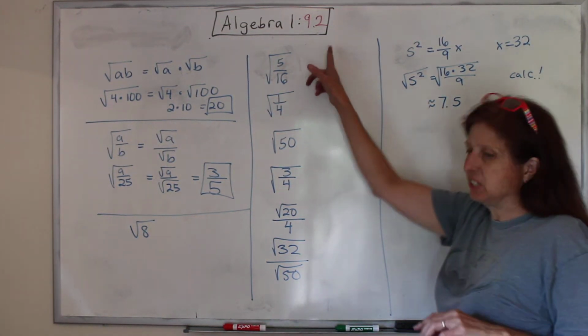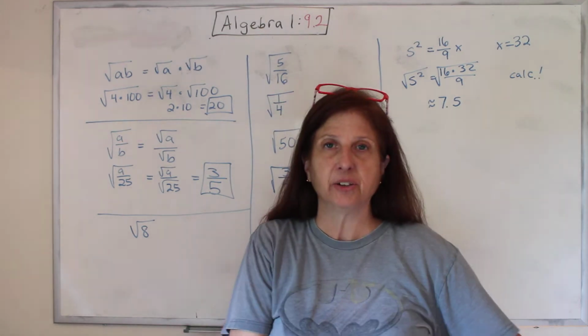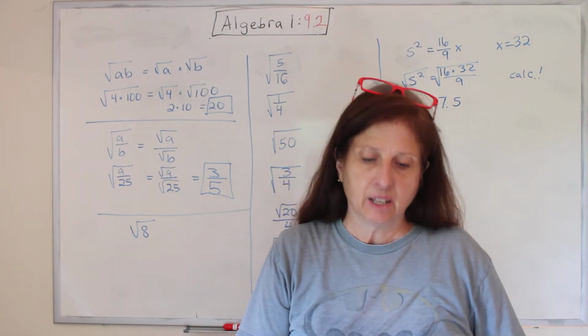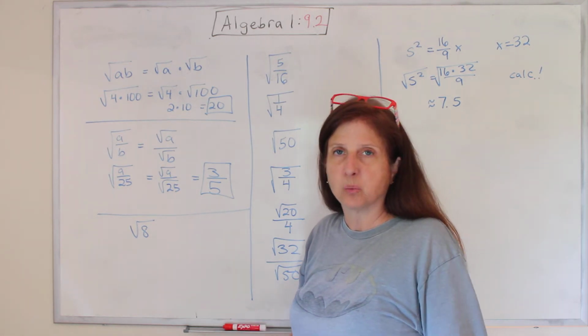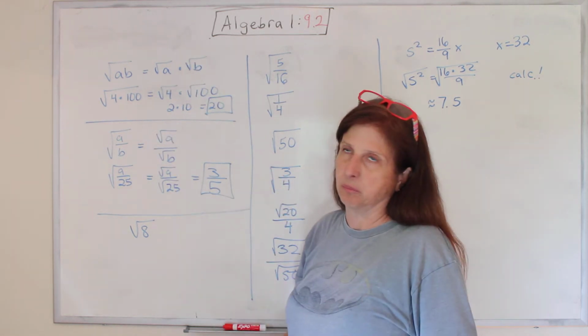to Algebra 1, Chapter 9, Section 2 in this book. We're talking about simplifying radicals. Now there's a couple of little rules. Remember, radical is the square root symbol.